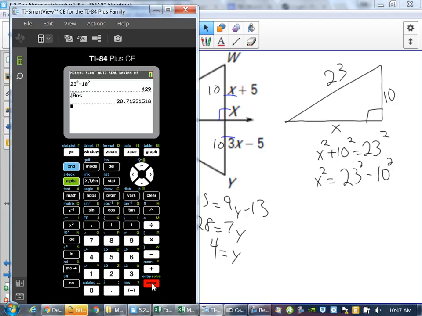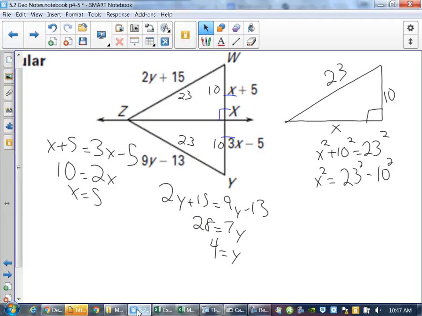It's not going to happen too much right now, but later on, especially in chapter 7, when we get back from break, we're going to be keeping everything in simplified radical form. These calculators do all that for you, so you don't have to worry too much about it. Okay? I just wanted to remind you guys about Pythagorean theorem.